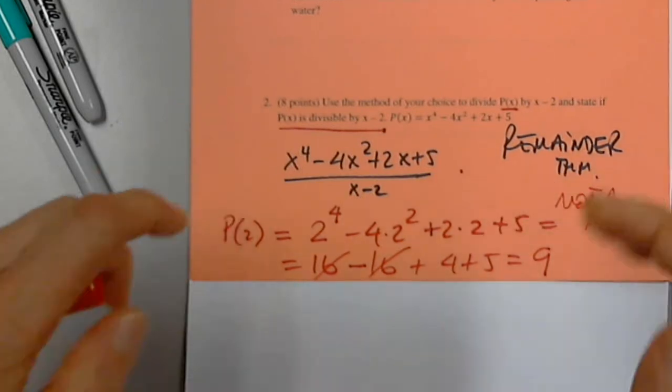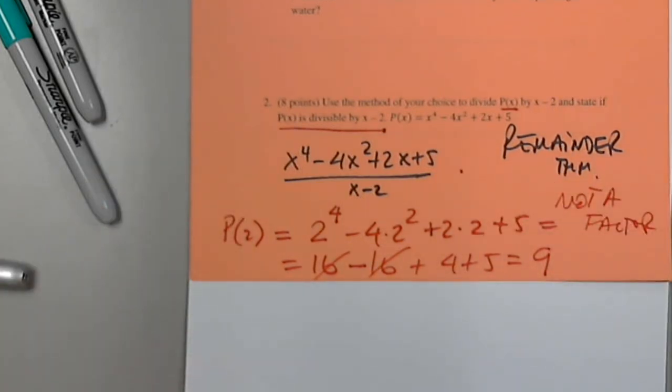Go ahead. I wanted to ask, can we still use the long division method? Yes, you can do that. This is the easiest thing to do, though. Say it again. And why did you plug in 2?